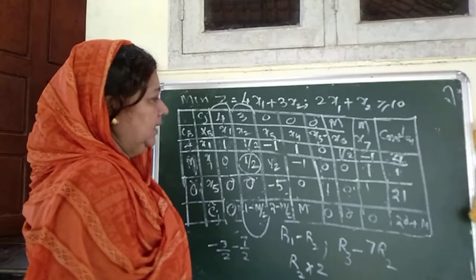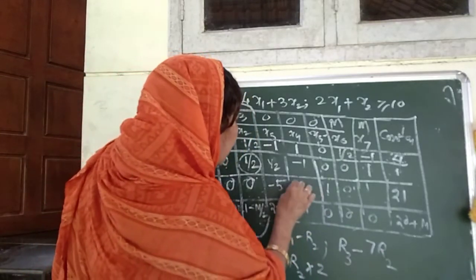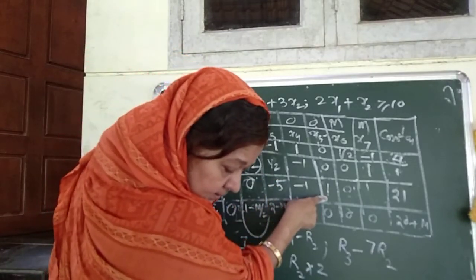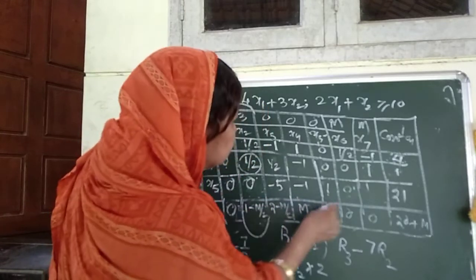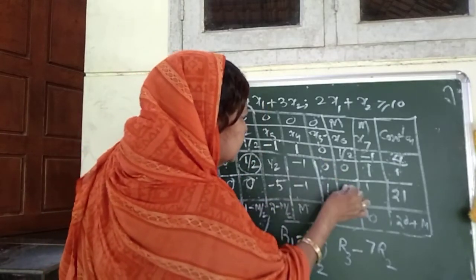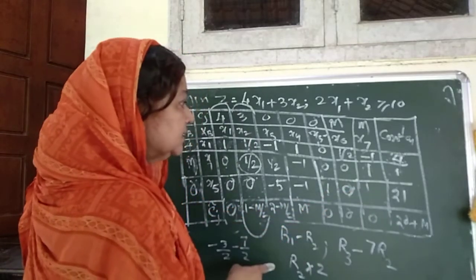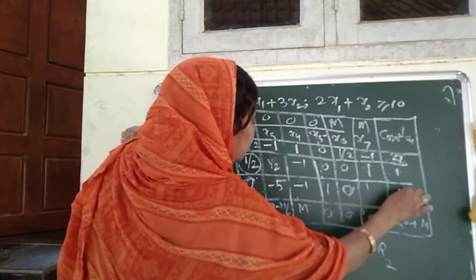Okay. Then next is minus 5. Then here it is minus 1. And x5, it is minus 5 minus 1. It is 1. There's no change. There is 0. Then here 21 minus 7 R2, 21 minus 7, we have 14.